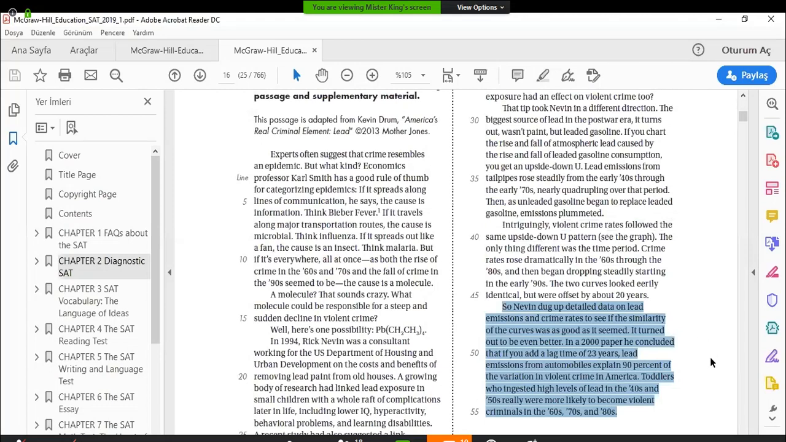Okay, let's continue with Mohammed. Is Mohammed with us? Teacher, can you hear me? Yes, Mohammed, we are ready to hear you. So let's continue with the following paragraph. Nevin dug up all detailed data on lead emissions and crime rates to see if the similarity of the curves was as good as it seemed. It turned out to be even better. In a 2000 paper, he concluded that if you added a lag time of 23 years, lead emissions from automobiles explain 90% of the variation in violent crime in America.